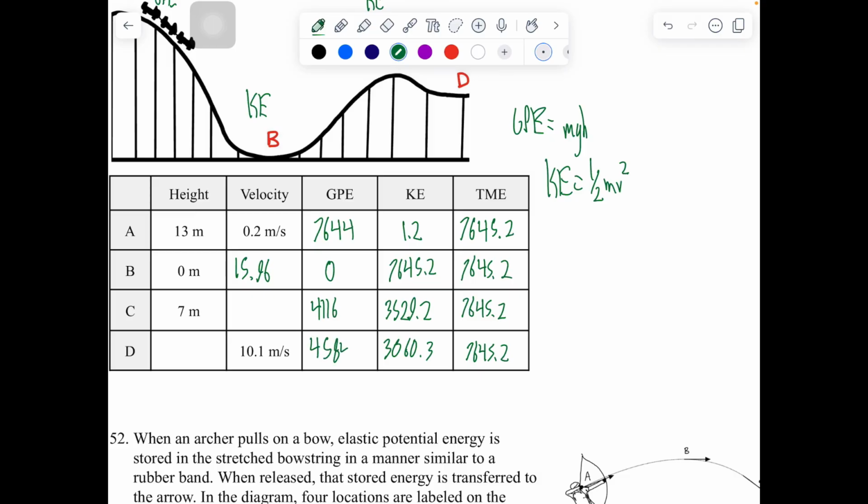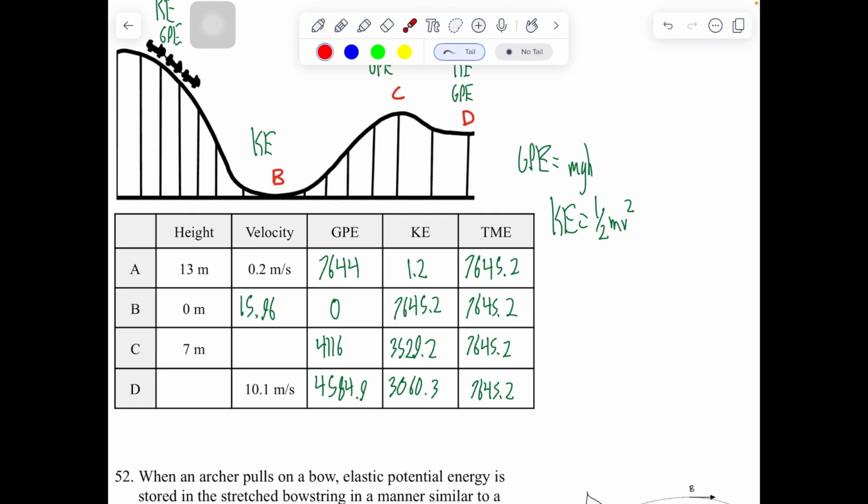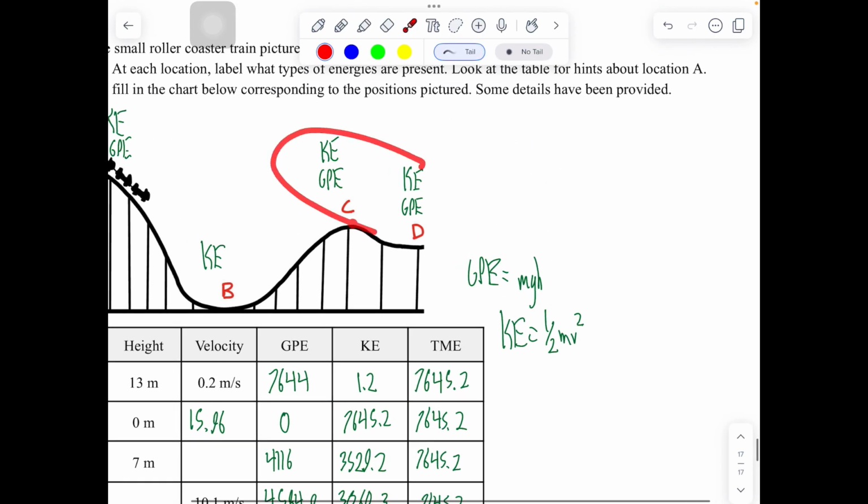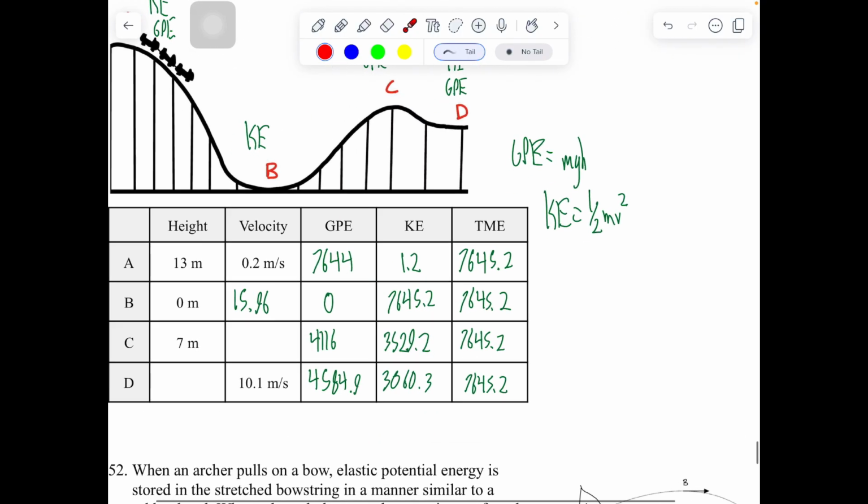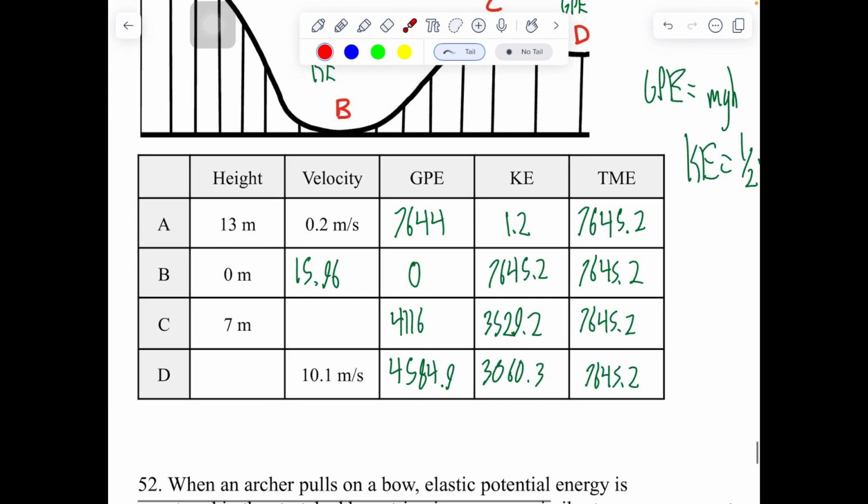And now you might say, okay, Mr. Rosauer, why is GPE increasing, going from C to D? Well, that's because we've drawn the picture incorrectly. Really, D should be somewhere up here, right? It's gained height going from C to D. That's why it has more GPE. But nevertheless, we can solve for velocity.